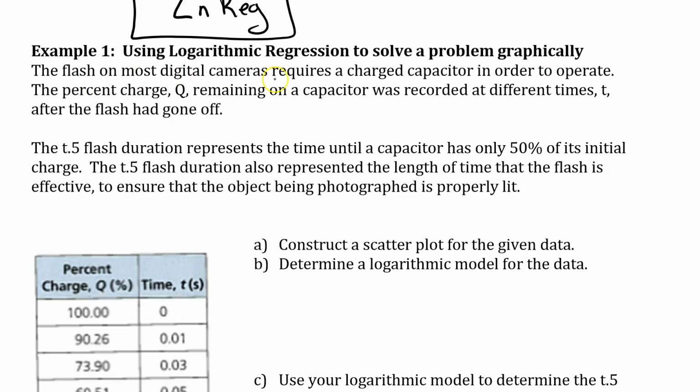The flash on most digital cameras requires a charged capacitor in order to operate. The percent charge, or Q, remaining on a capacitor was recorded at different times, t, after the flash had gone off. And remember, time is in seconds as identified in the chart. The t.5 flash duration represents the time until a capacitor has only 50% of its initial charge. The t.5 flash duration also represents the length of time that the flash is effective to ensure that the object being photographed is properly lit.